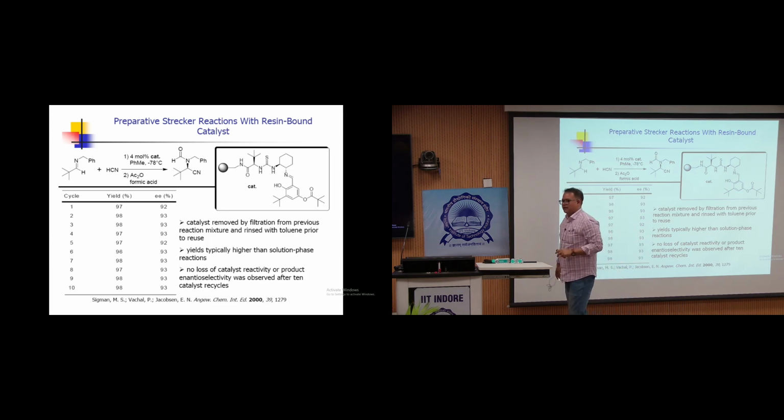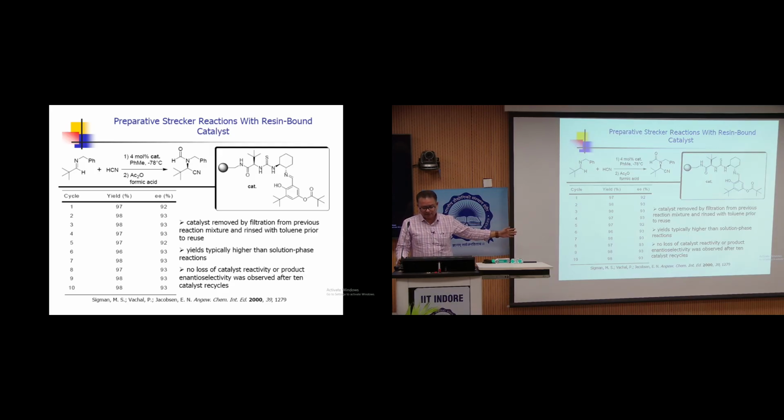That's why we also think that if we can combine organocatalysis with resin-based systems, the only idea is that you can filter it and reuse it at least 2 cycles, 3 cycles, 4 cycles, which gives us economic stability. And at the same time, when you do such reactions, there is no loss of catalytic activity or enantioselectivity observed after 10 catalyst cycles. No loss of catalytic reactivity, no loss of enantioselectivity after 10 cycles. This is really amazing, and this was published in Angewandte by the Eric Jacobsen group.